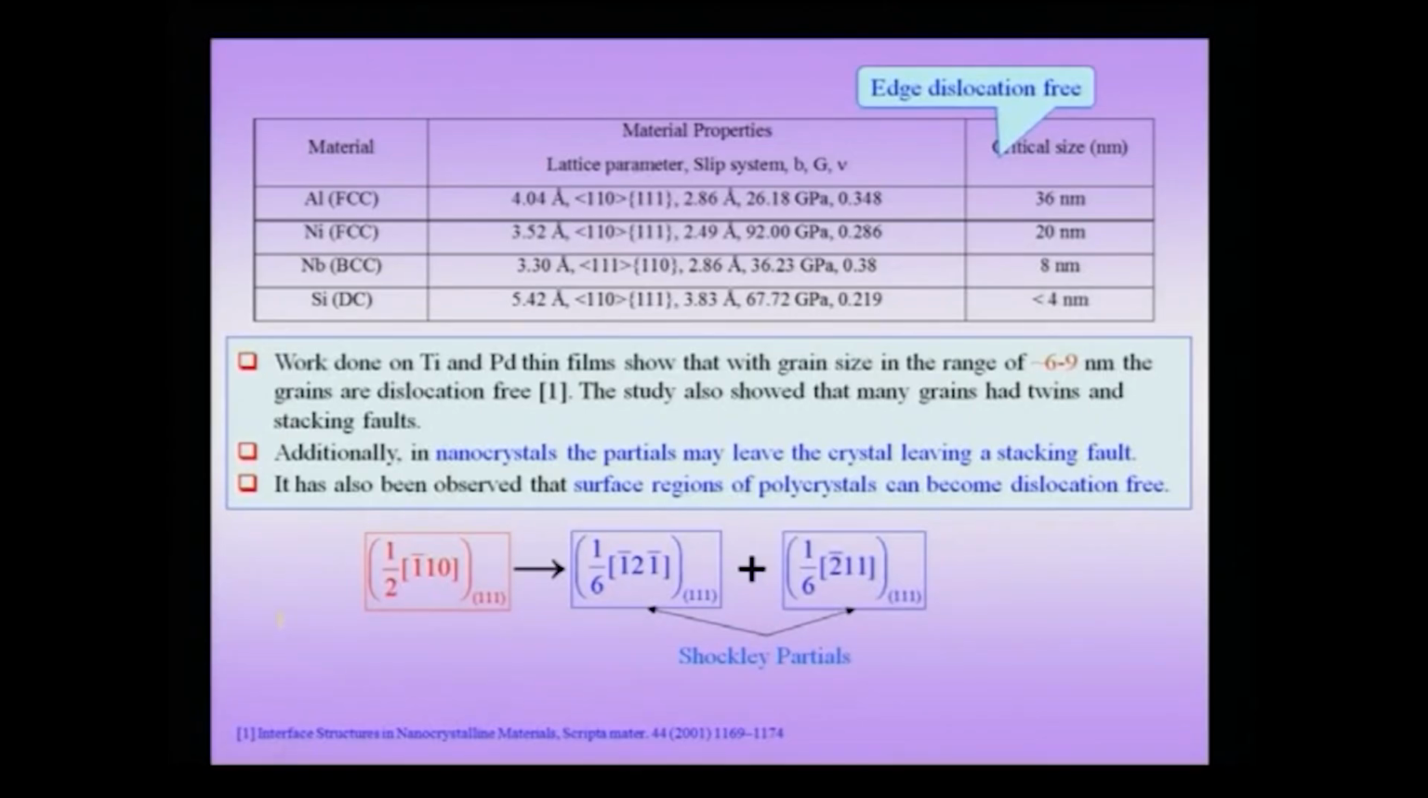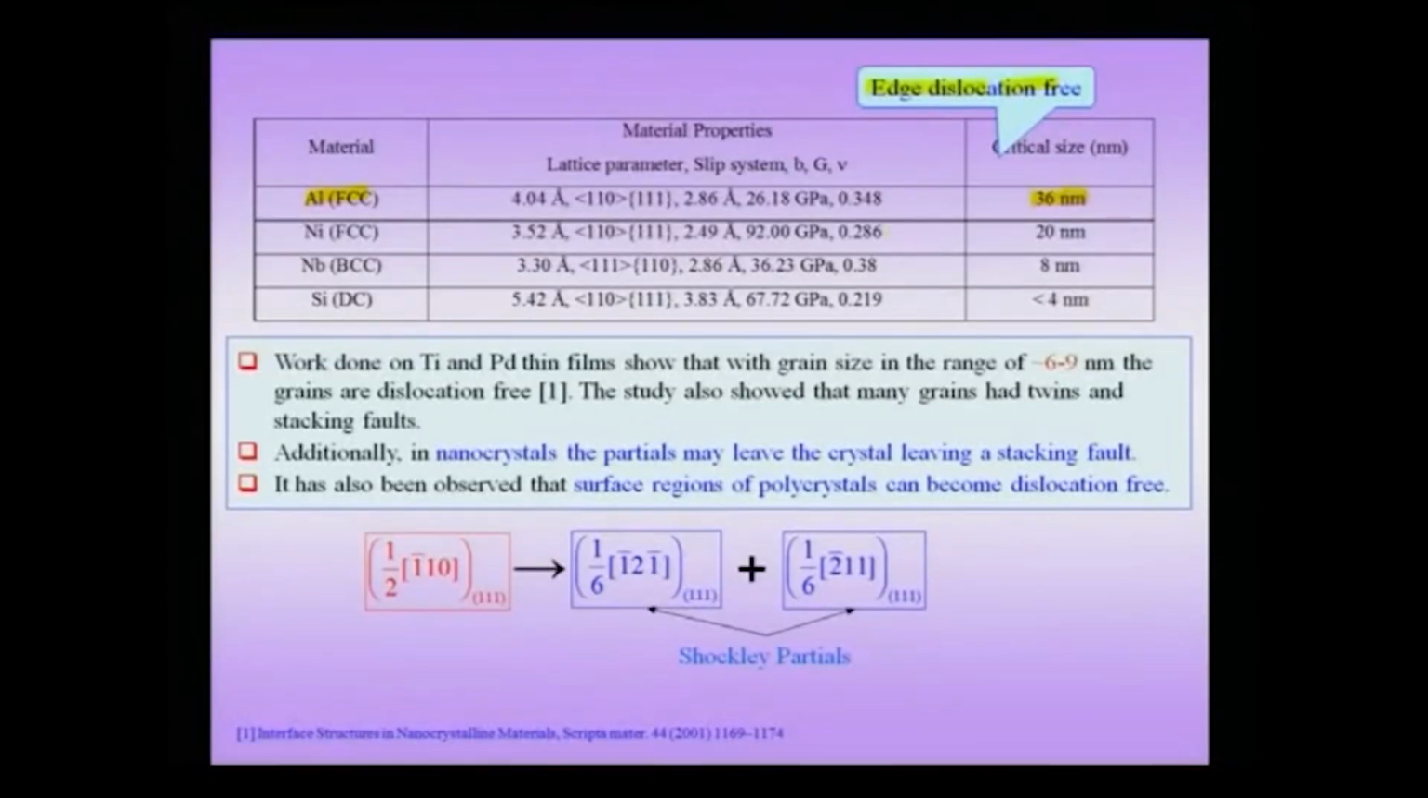So, if you take a mild crystal like aluminum, the critical size is expected to be of the order of, and of course here I am citing not a completely dislocation free crystal, but an edge dislocation free crystal, because screw dislocations have a higher Peierls stress, and additionally they experience a smaller image force. That means you have to go to smaller sizes to actually get rid of screw dislocations, and you can get rid of edge dislocations at a larger size.